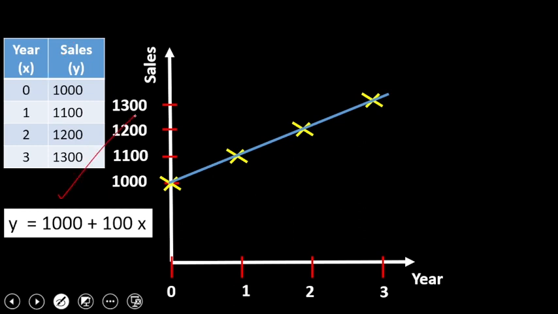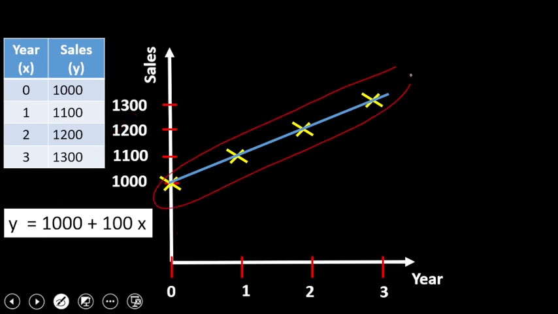And we have also calculated the trend line, which is in the form of y is equal to a plus bx. In this particular case, our trend line is y is equal to 1000 plus 100x. And it is represented in the form of this straight line. So what does this mean? Your sales is continuously increasing over the years.